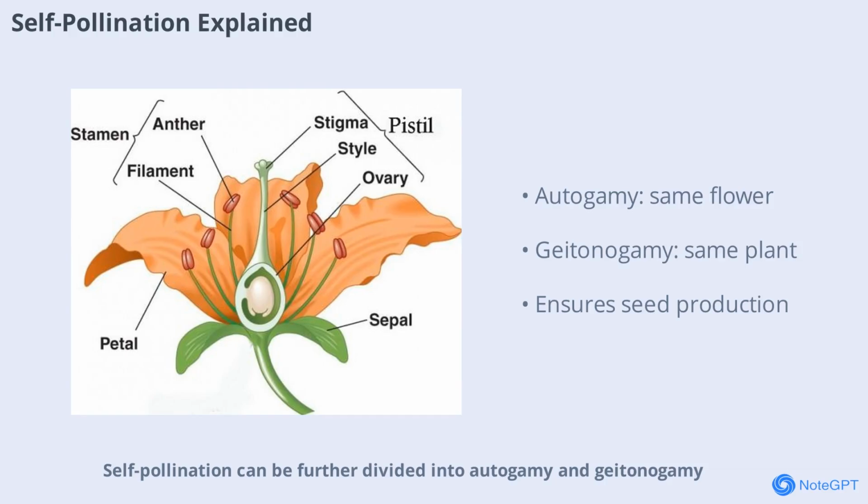Self-pollination can be further divided into autogamy and geitonogamy. In autogamy, pollination happens within the same flower, with the anther and stigma positioned close together. Synchronization between pollen release and stigma receptivity ensures successful fertilization. Geitonogamy, meanwhile, involves pollination between different flowers on the same plant. Both methods guarantee seed production, but they also have unique advantages and limitations, which we'll explore next.